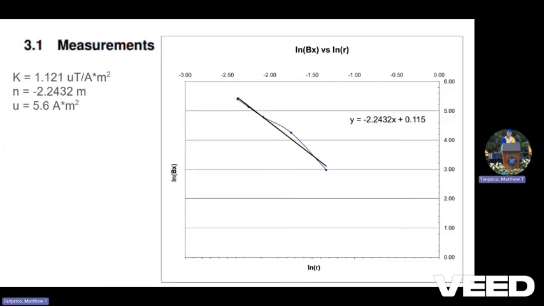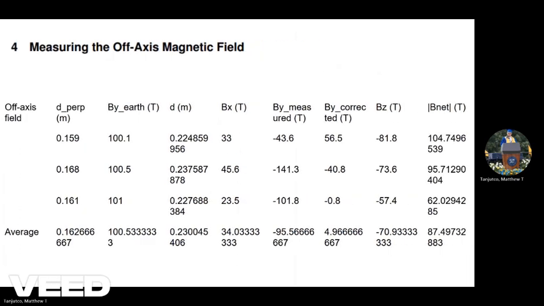So our measurements and results include this graph that resulted in K being 1.121 uT over A times meters squared, n being negative 2.2432, and the moment being 5.6 amps times meters squared. And here is the table of measurements we did for our off-axis fields, and the averages we got.